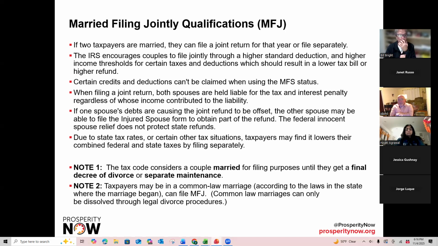Again, the tax law considers a couple married for filing purposes until they get a final decree of divorce or separate maintenance. And note two is, well, New Jersey is not a common law state, so we don't have to worry about that.